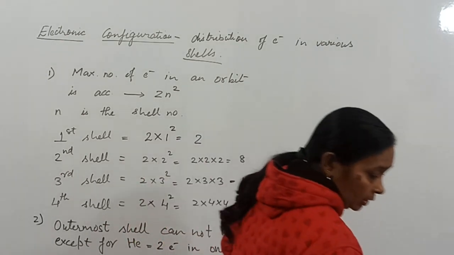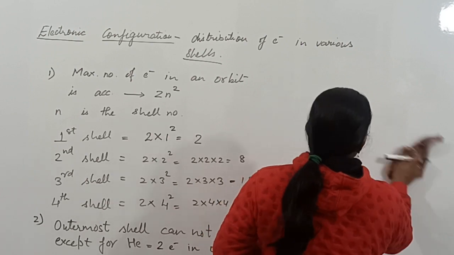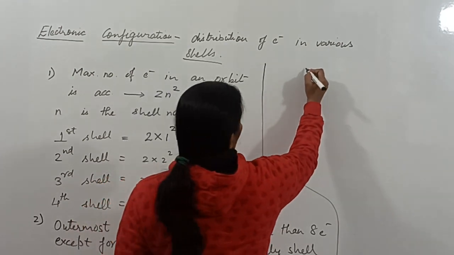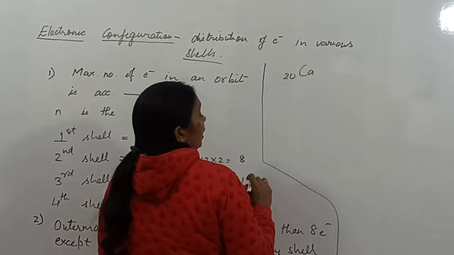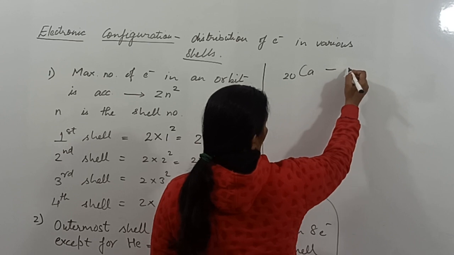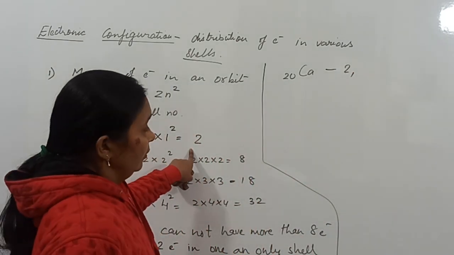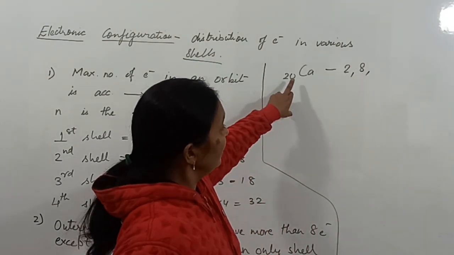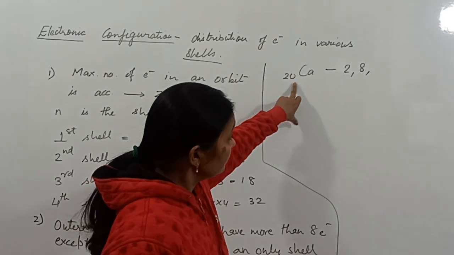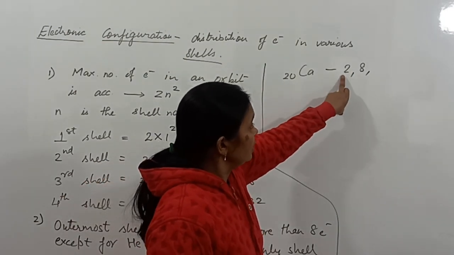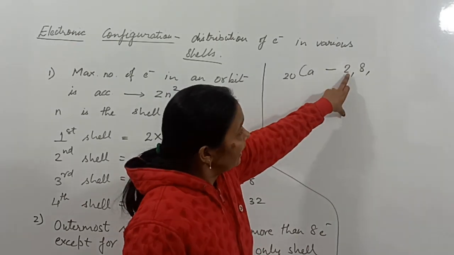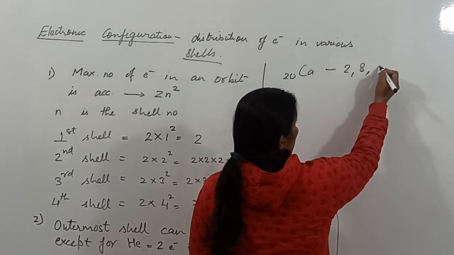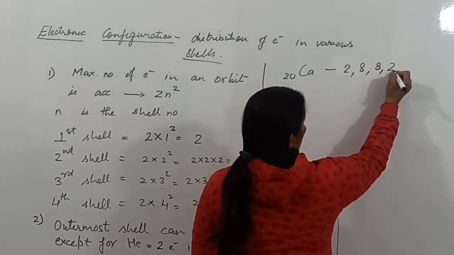Let us see here, we have calcium, atomic number 20. Then the electronic configuration of calcium: the first shell will have 2 electrons, which is the maximum capacity. Second will have 8. So atomic number 20 means 20 electrons. You have filled 2 electrons, 8 electrons, 10 electrons you have filled. Out of 20, 10 you have filled, remaining 10. Those remaining 10 will be divided in the third shell as 8 and in the fourth shell as 2.